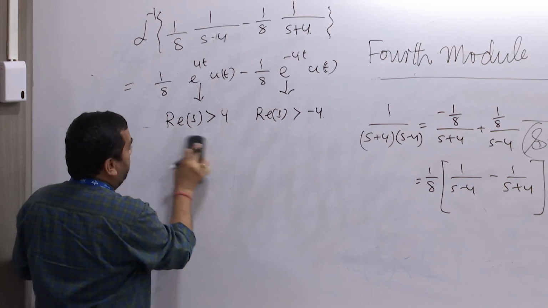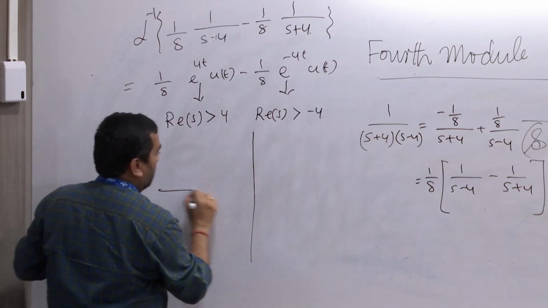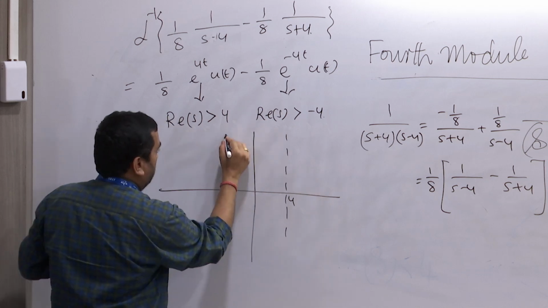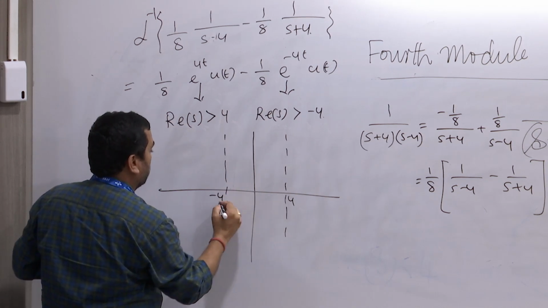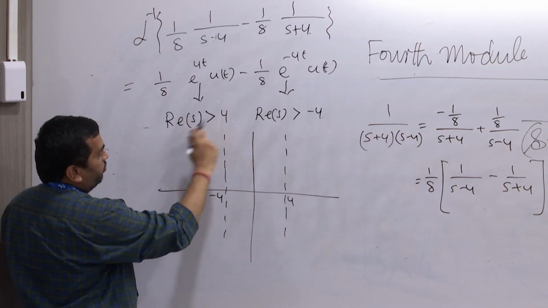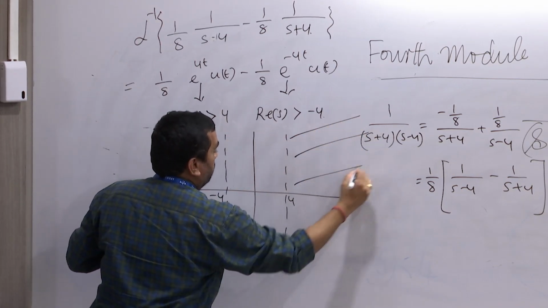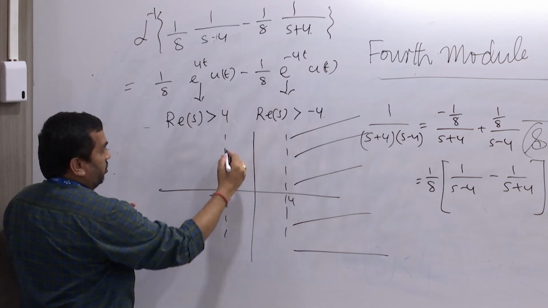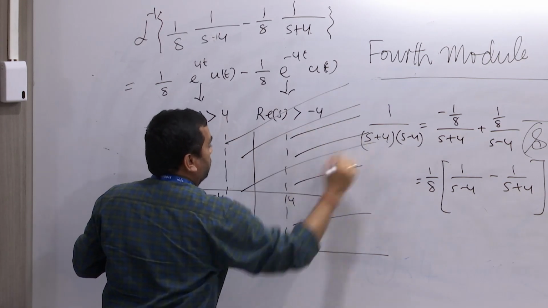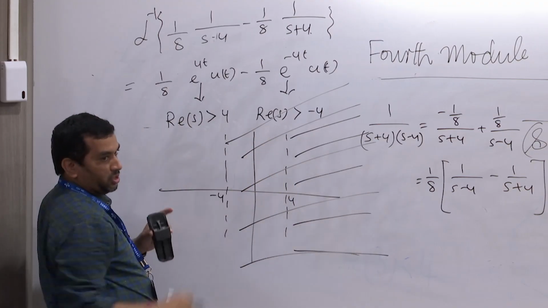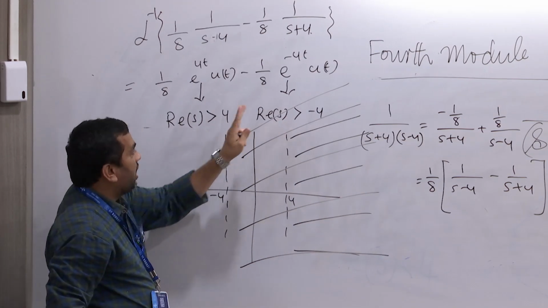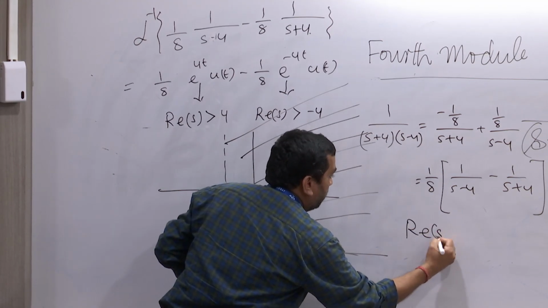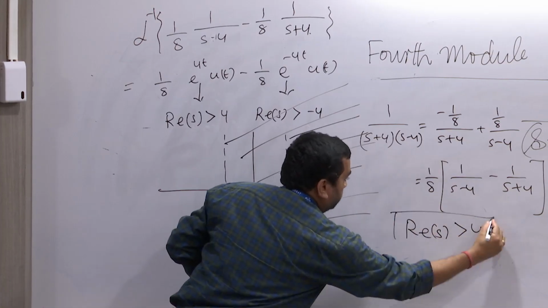So now we have to draw it. The first one is at 4, and the second one is at minus 4. The first ROC is the region greater than 4, and the second ROC is the region greater than minus 4. Now we find the intersection, the common part: the ROC is greater than 4. So the overall ROC is real part of s greater than 4.